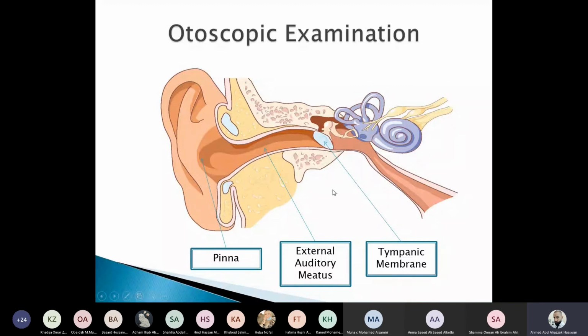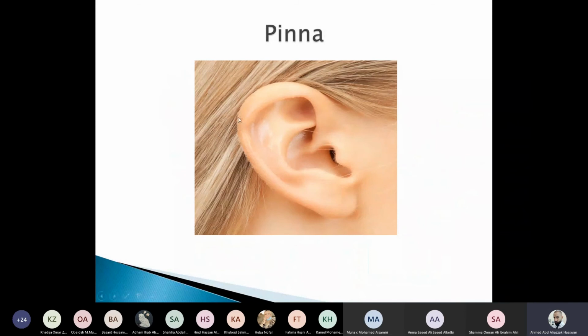So basically, we have three structures that we have to comment on, we have to inspect. The first one is the pinna. Then we have the external auditory meatus. And finally, we have the tympanic membrane. So these are the only structures that we can actually visualize with the otoscopic examination. Okay. So let's take a look first at the pinna, which is the external part of the external ear.